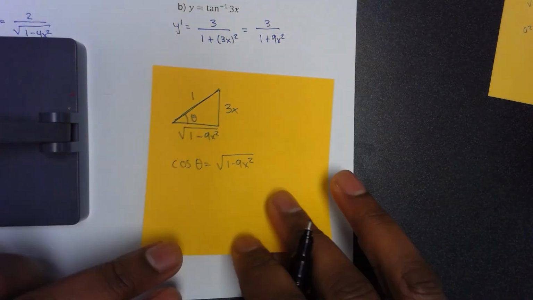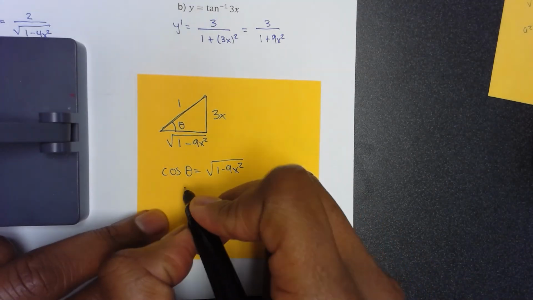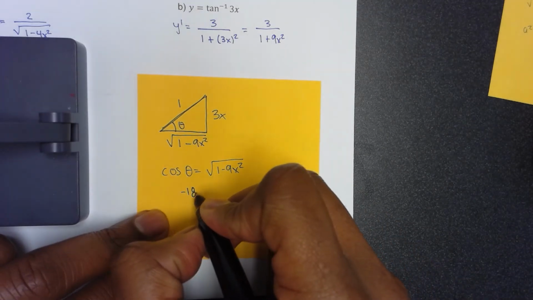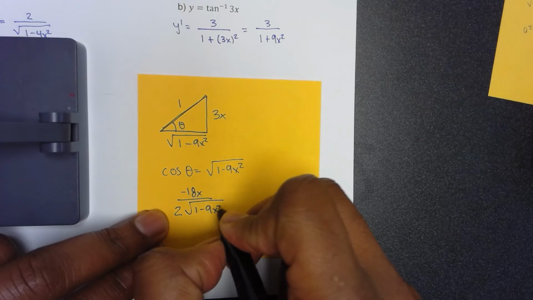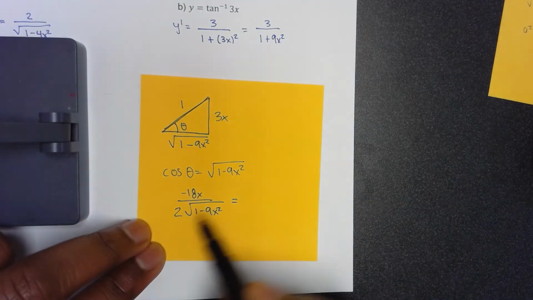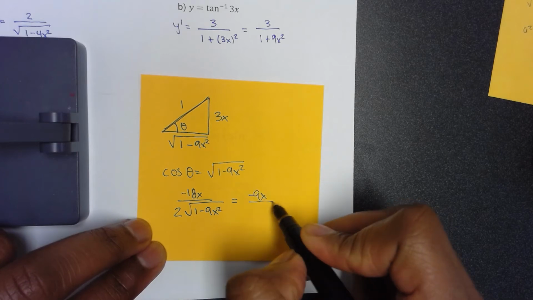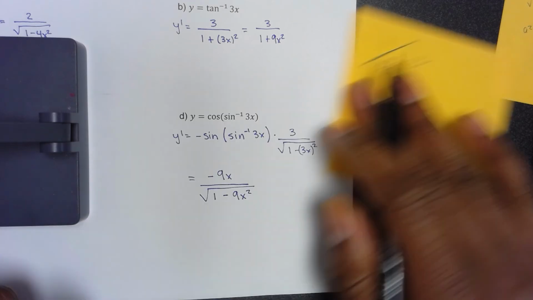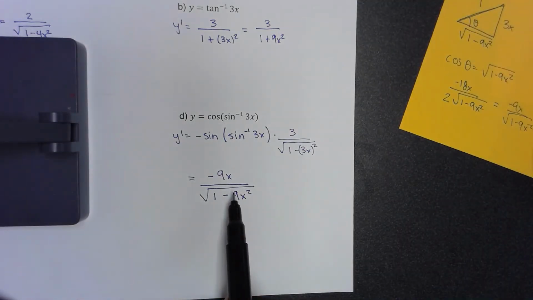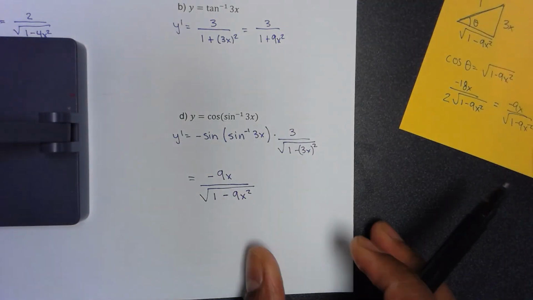So remember over here we said we would get as a derivative negative 18x over 2 times the square root of 1 minus 9x squared, and then we can cancel some stuff out. We get negative 9x over the square root of 1 minus 9x squared. It's exactly what we got. So there are two ways to do some of these.